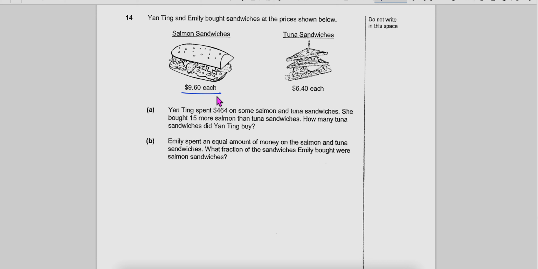Salmon sandwich is 9.6 each. Tuna sandwich is 6.40 each. So I hope you see the word each. Can you? So if you have the cost of each food item, therefore we use the table method.